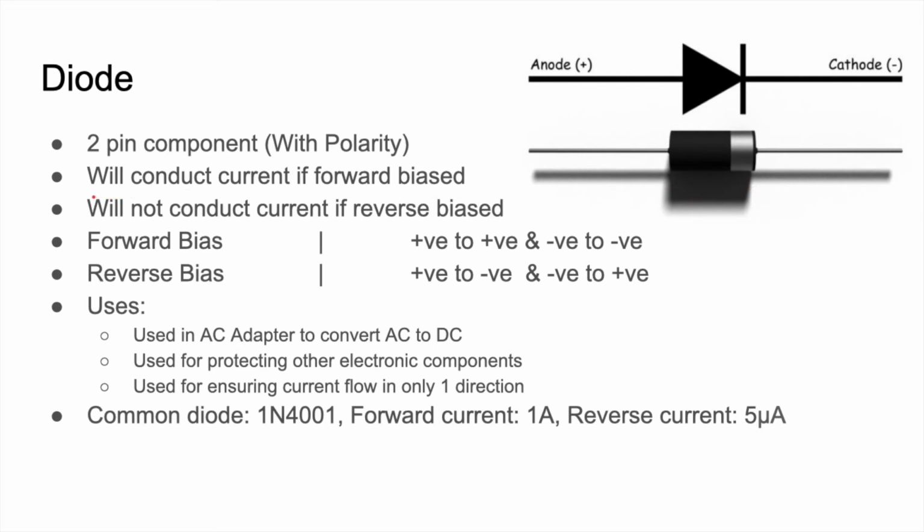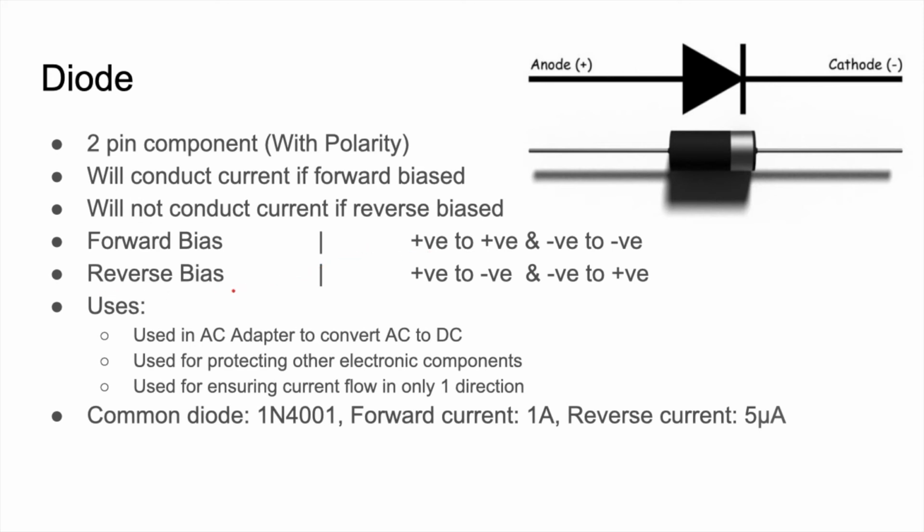And finally, a diode is used for conducting current only if it is forward biased. Forward bias means the positive of the diode will be connected to the positive of the battery. Similarly, the negative of the diode will be connected to the negative of the battery as well. So positive to positive and negative to negative gives you a forward bias. Diode will be conducting only in a forward bias condition. That means diode usually will be working only if it is forward biased.